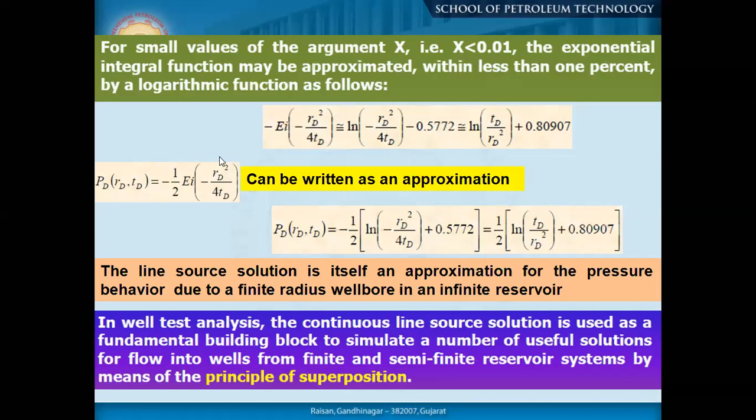So the line source solution is itself an approximation for the pressure behavior due to the finite radius wellbore in an infinite reservoir. That means by taking different approximations for different r and t values, we can solve our diffusivity equation for our well test.